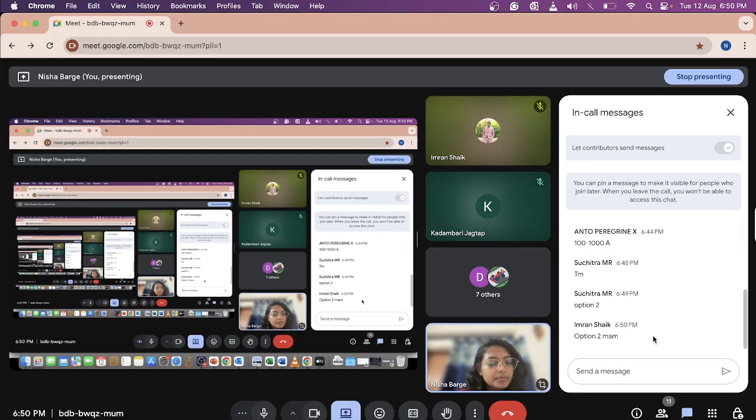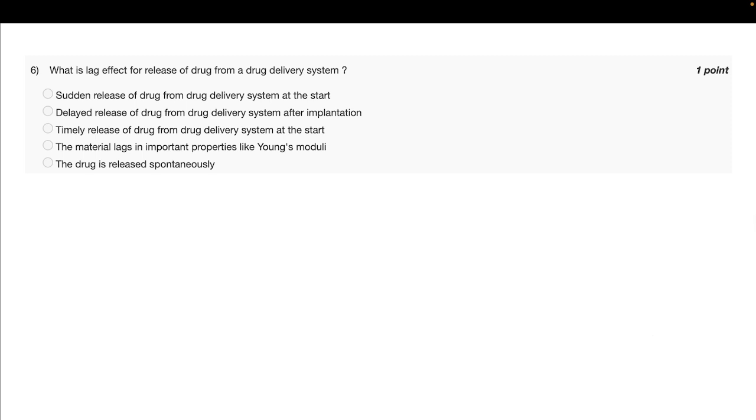Okay, both of you have answered option 2, that is delayed release of drug from drug delivery system after implantation. Okay, thanks for answering. Anyone else?